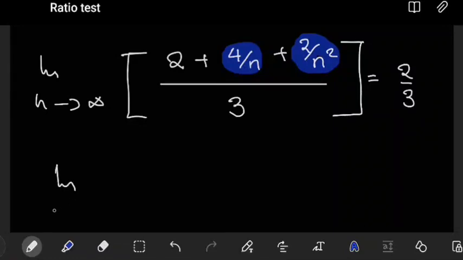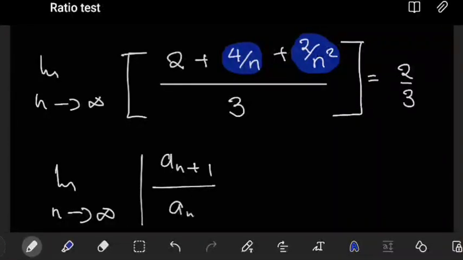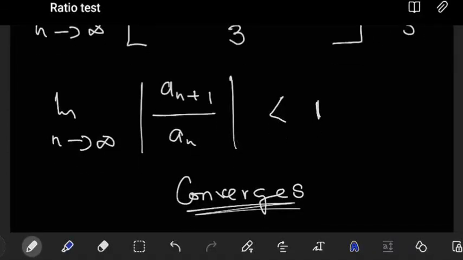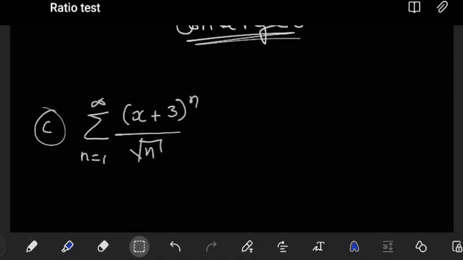We see that the limit in this case, as n approaches infinity, of our an plus 1 over an, notice that this limit in this case, is it greater than 1 or less than 1? We see this is 2 over 3, and 2 over 3 is also less than 1. Because it is less than 1, we conclude that this our series converges. So it converges.